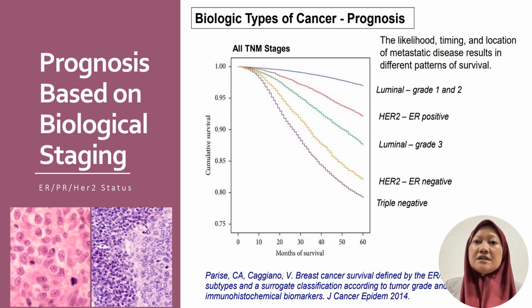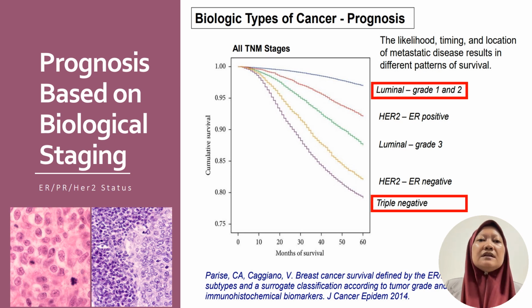According to a study published in the Journal of Cancer Epidemiology in 2014 by Paris et al., the biological types of breast cancer play a crucial role in determining patient prognosis. As you can see here from the graph, luminal breast cancer subtypes exhibit significantly better survival rates as compared to the triple negative breast cancer. This disparity in outcomes underscores the importance of understanding the biological characteristics of breast cancer when formulating treatment plans.